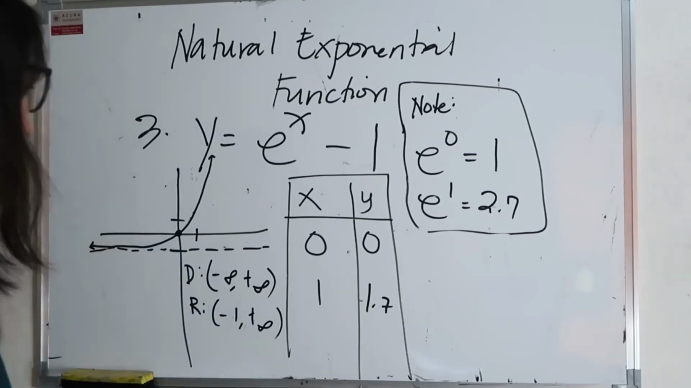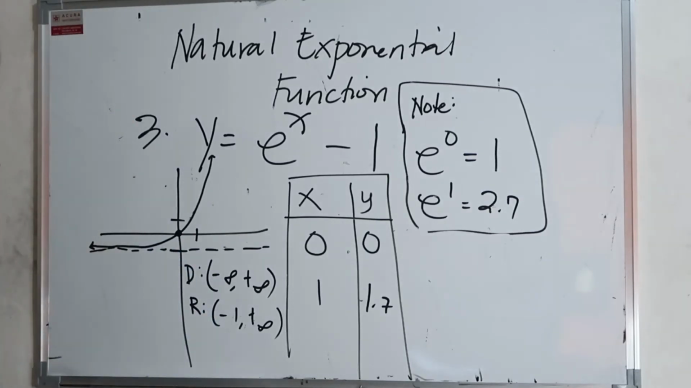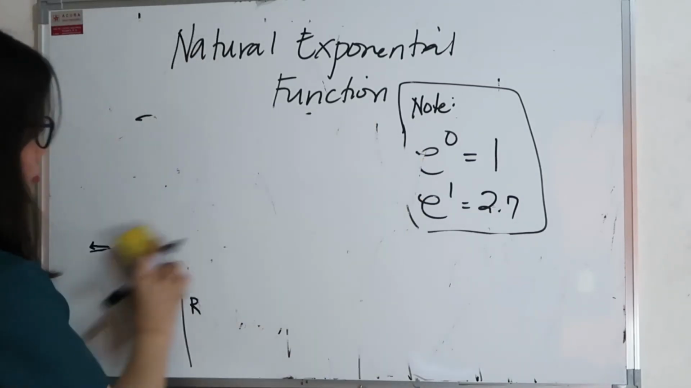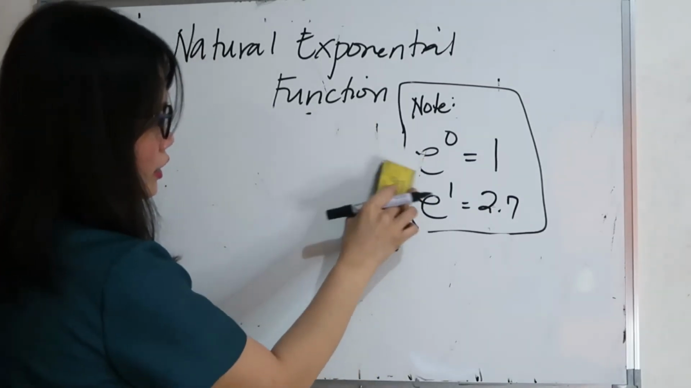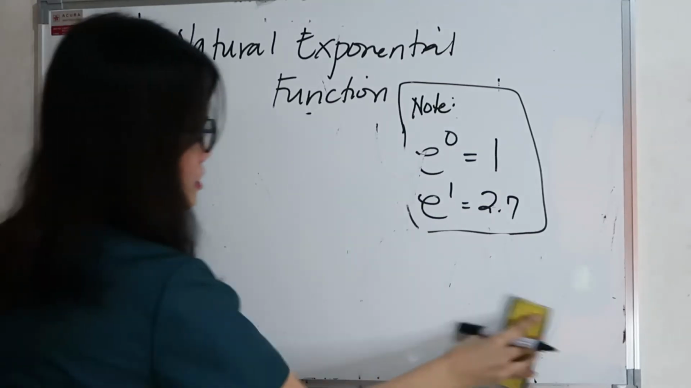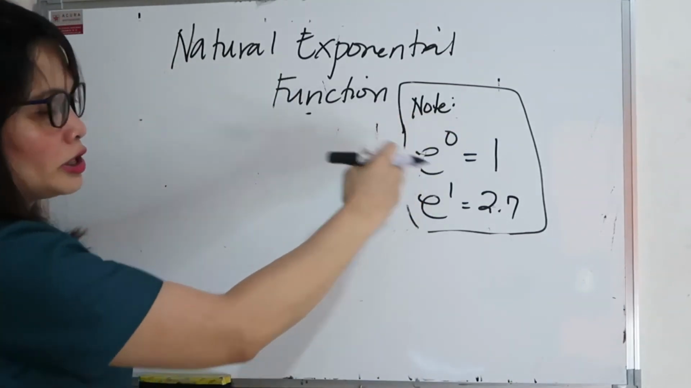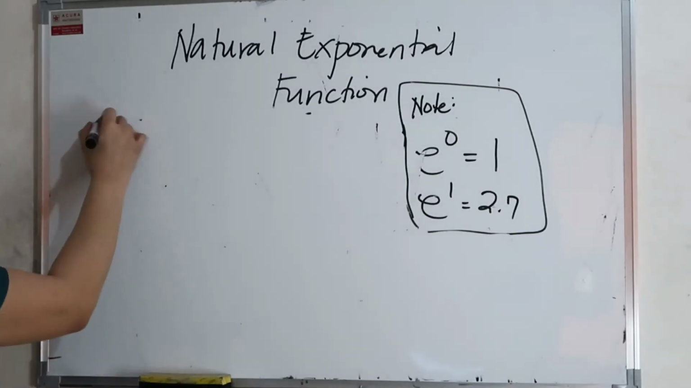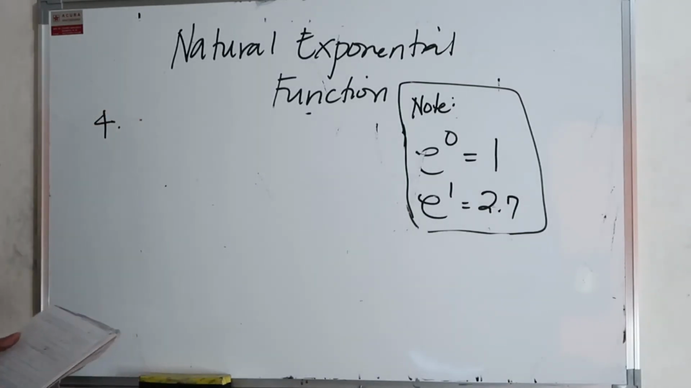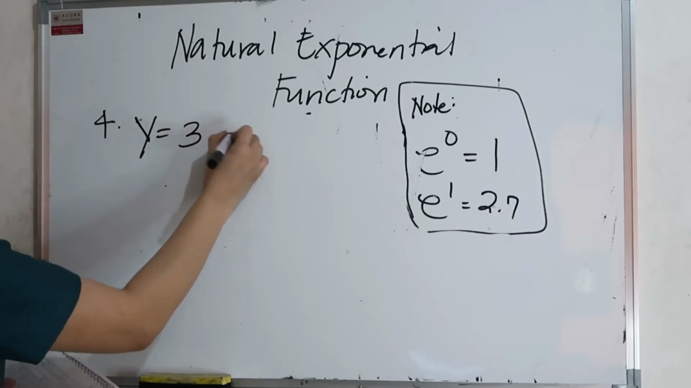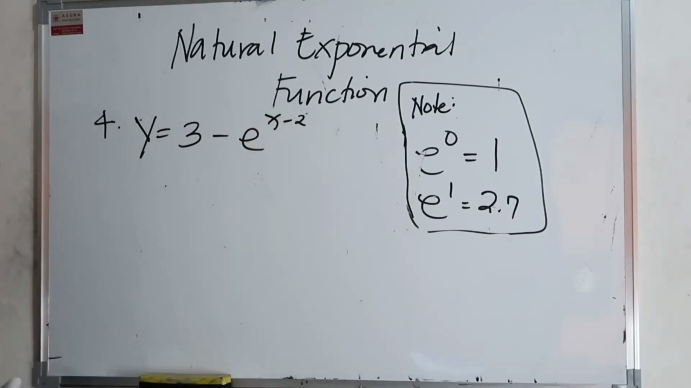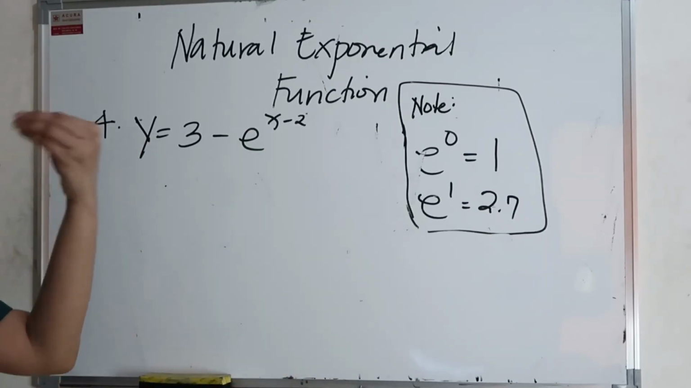Okay, another example of natural exponential function before we proceed to logarithm. Just take note of these reminders: e raised to 0 equals 1, and e raised to 1 is 2.7. So another example. Let's say the given is y equals 3 minus e raised to x minus 2.